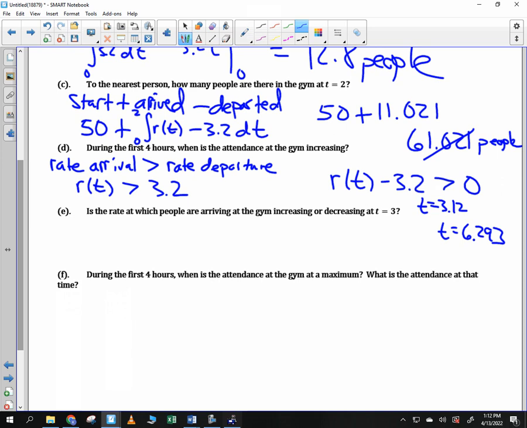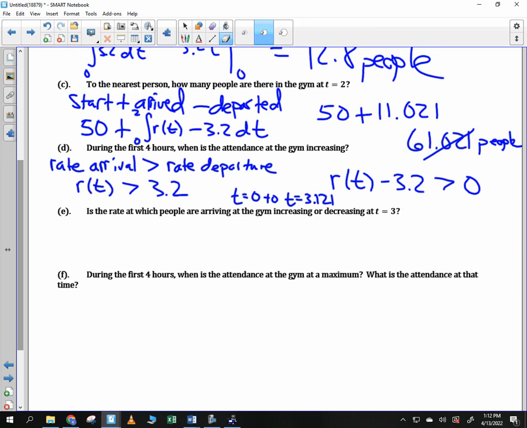And so that's what we set up. So remember, it was from time equals 0 to time equals 3.12. That's like one interval, right? 3.121. Everybody agree that that's the first spot where it's above the x-axis? So you could also write it like this. We got 6.293. So you could also write 0 less than t less than 3.121 and 6.293 less than t less than 8.